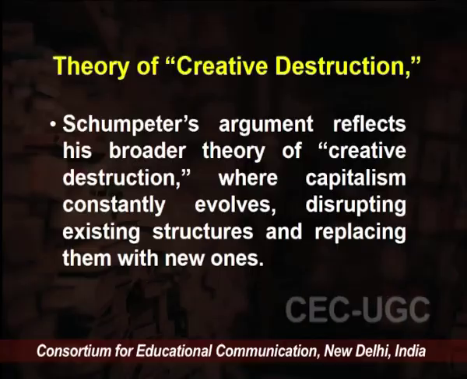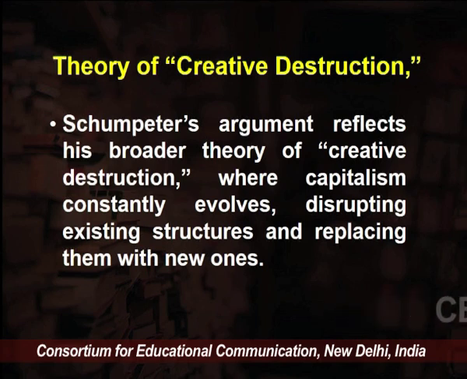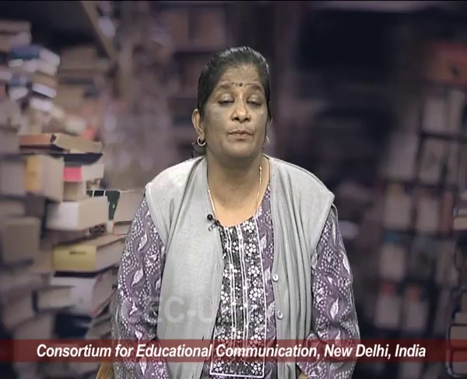And therefore, we have the theory of creative destruction given by Schumpeter, where capitalism constantly evolves, disrupting existing structures and replacing them with new ones. Just as the bourgeois will get displaced, like the aristocracy, new economic forces, new classes will form, and over a period of time, they will also come to a decline. So, Schumpeter's theory of class presents a distinctive perspective compared to other major theories of social stratification.